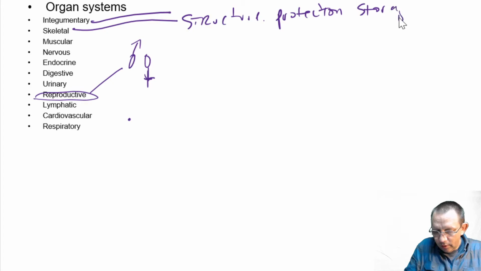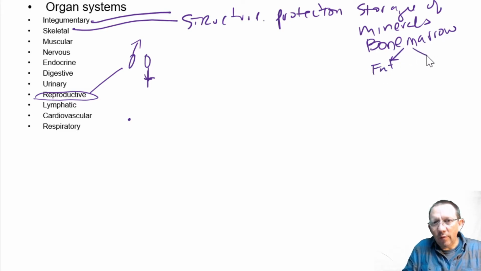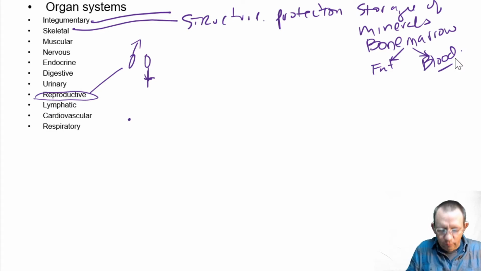storage of minerals, okay? And it's also going to have bone marrow, which has two functions. There's one that has just fat, it's yellow marrow, and the red marrow actually helps with blood cells, okay, blood production, okay, all the different ones.